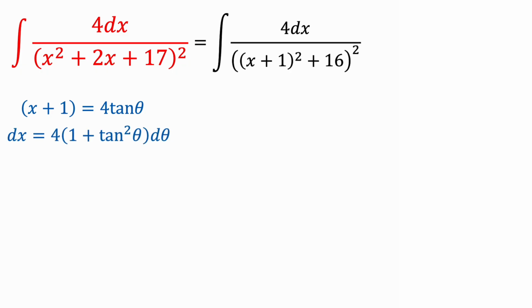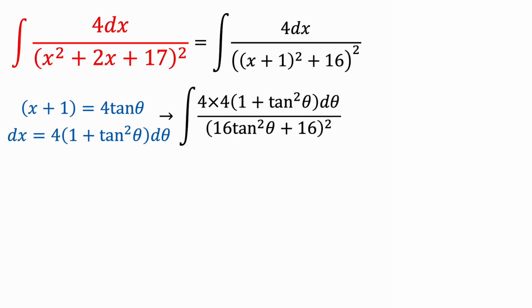The differential of x plus 1 is just dx. And on the other side, the derivative of 4 tangent theta becomes 4 times 1 plus tangent squared theta, d theta. Perfect. Now, we're going to proceed with the substitution. What do we have in the numerator? Well, the numerator of the original problem already has a 4, so we have 4 times dx. Now, instead of dx, I'm going to substitute 4 times 1 plus tangent squared theta, d theta. So you see, we have the original 4 times our new substitution.